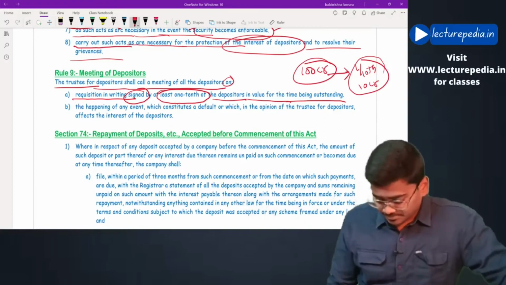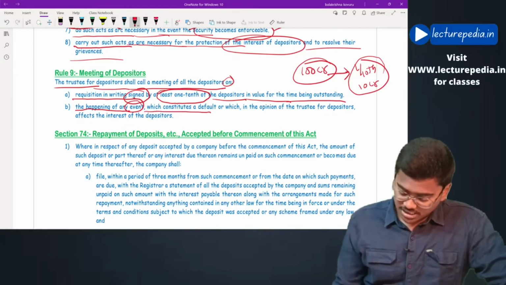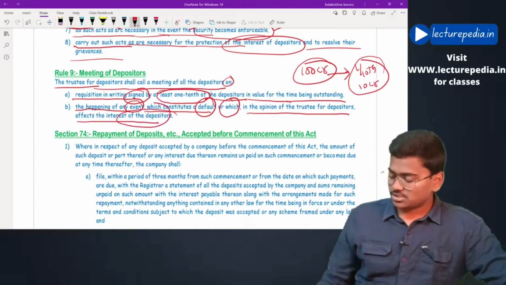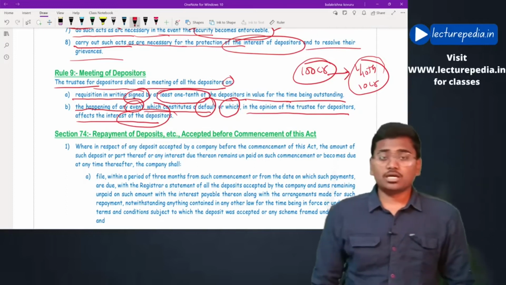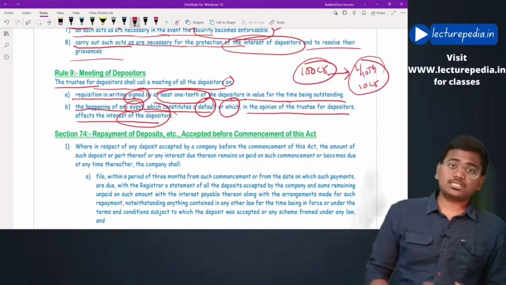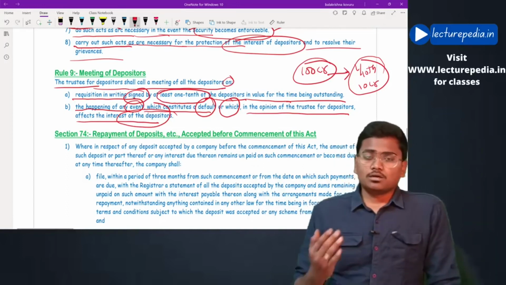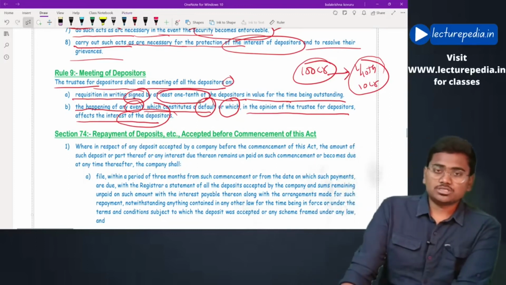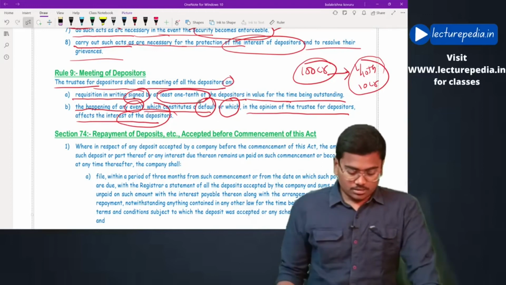Next, the happening of any event which constitutes default or which in the opinion of the trustee for depositors affects the interest of depositors. Any event that happens in the company and affects the interest of the deposit holders, even in that case, the trustee must conduct a meeting of deposit holders. Hope this is clear. That is rule number 9.